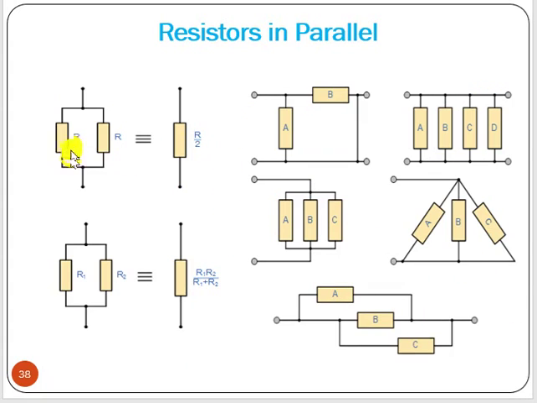Now this is for two resistors in parallel. For two resistors in parallel with the same value, it is R into R, that is R square, by 2R. That will be R by 2. So whenever two resistors of the same value are in parallel, the effective resistance will be half. If one resistance is R1 and another is R2, then it is R1 into R2 divided by R1 plus R2. If that is in parallel with another resistor, you again have to apply the formula.